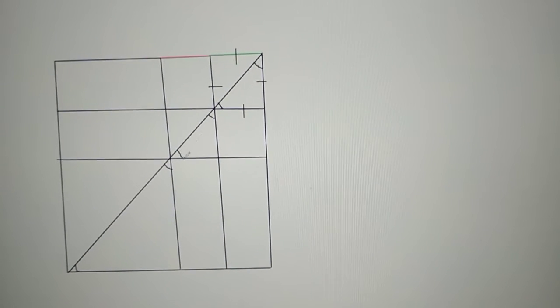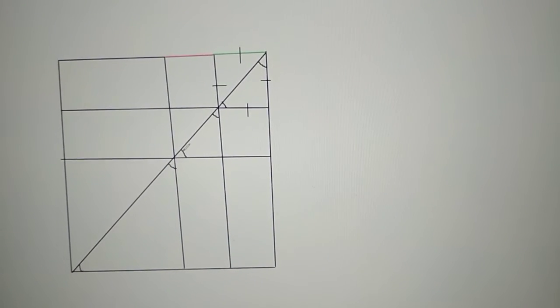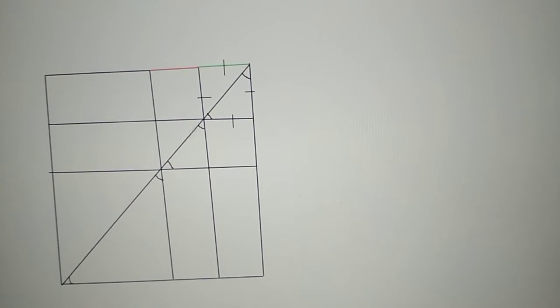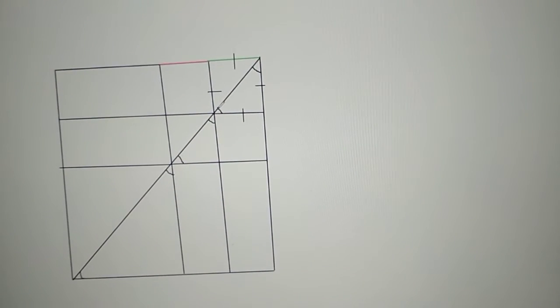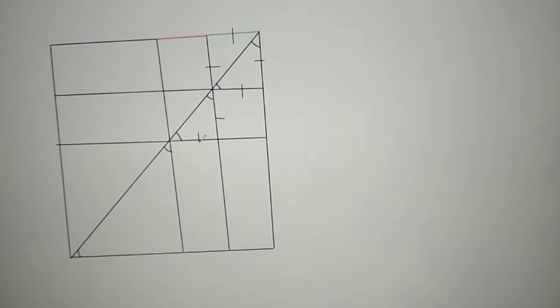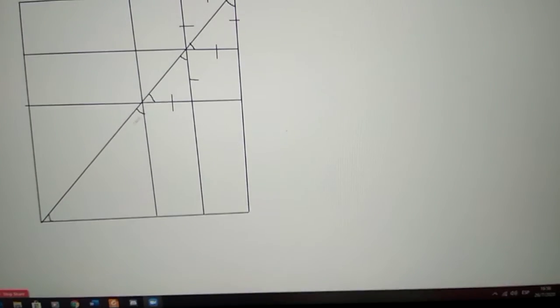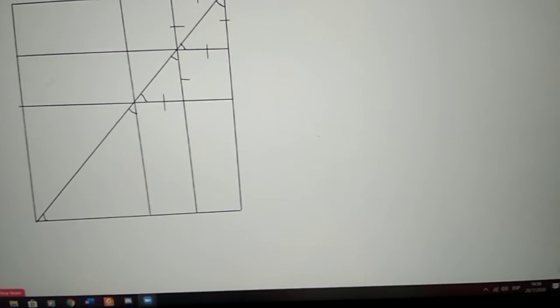Same thing happens to this. This is equal to this, so this is going to be an isosceles triangle. So as this is an isosceles triangle, this will be equal to this. So this is equal to this, and the same thing happens to here, but this doesn't matter. So this equal to this, equal to this, equal to this.